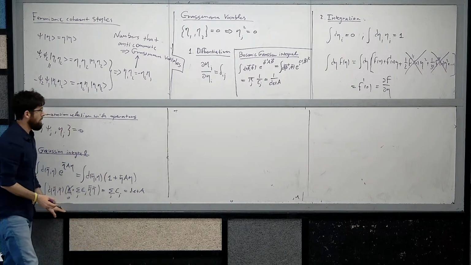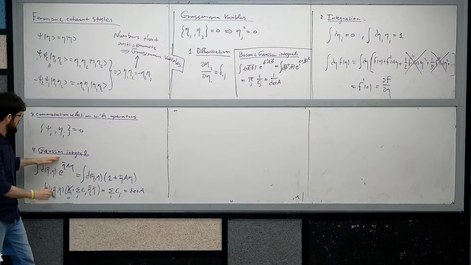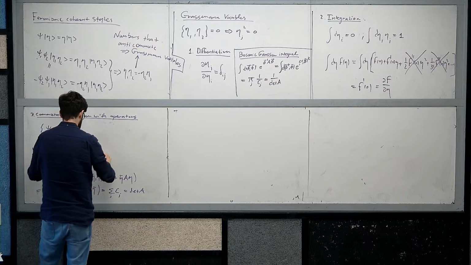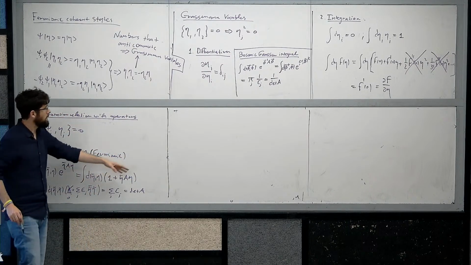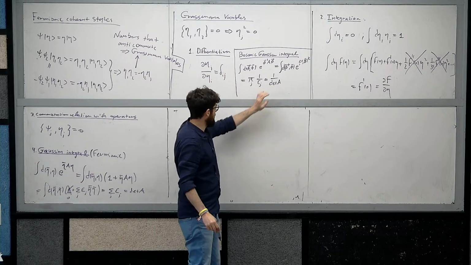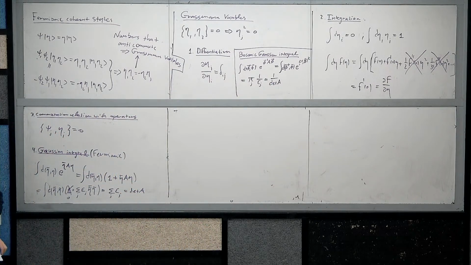So we see a property that distinguishes fermionic Gaussian integrals from bosonic Gaussian integrals: in bosonic ones we get 1 over det A, for fermions we get det A. And let's see if I have anything left to discuss.